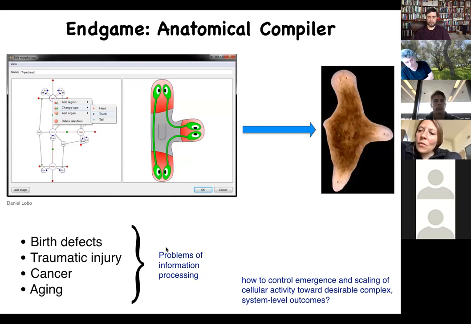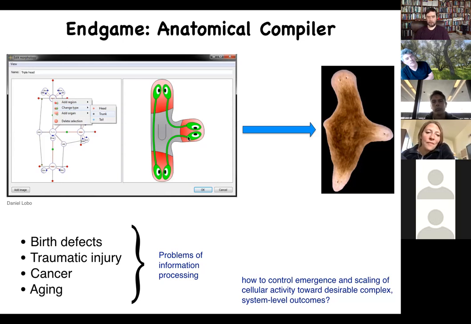What you'd like to do is to be able to draw the animal or plant that you want, not at the level of genes or molecules or pathways, but you actually draw what you care about, which is anatomy, functional anatomy. And if we knew what we were doing, this piece of software would compile our drawing into a set of stimuli that would have to be given to cells to get them to build whatever it is that you want them to build. Now, why would we want this?